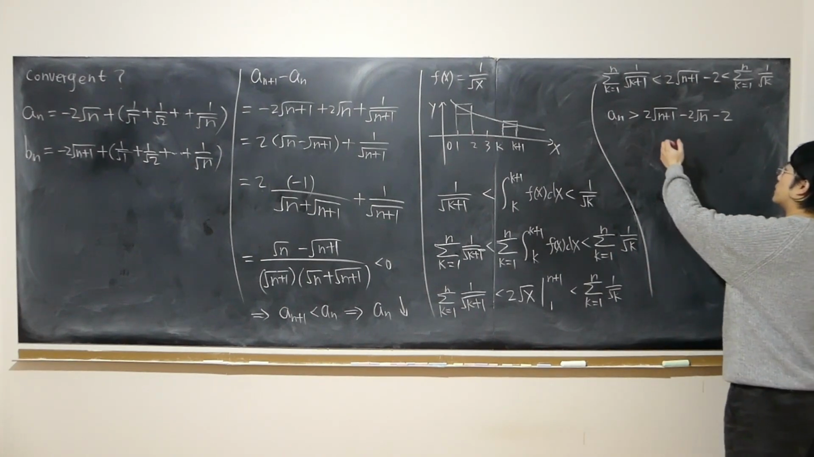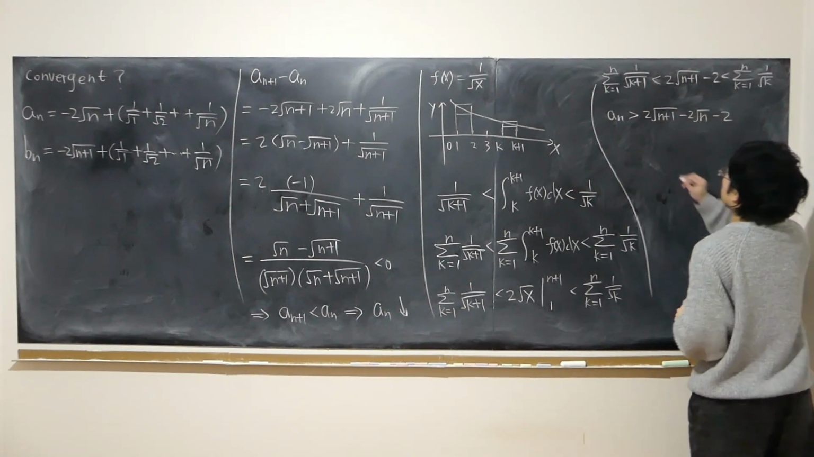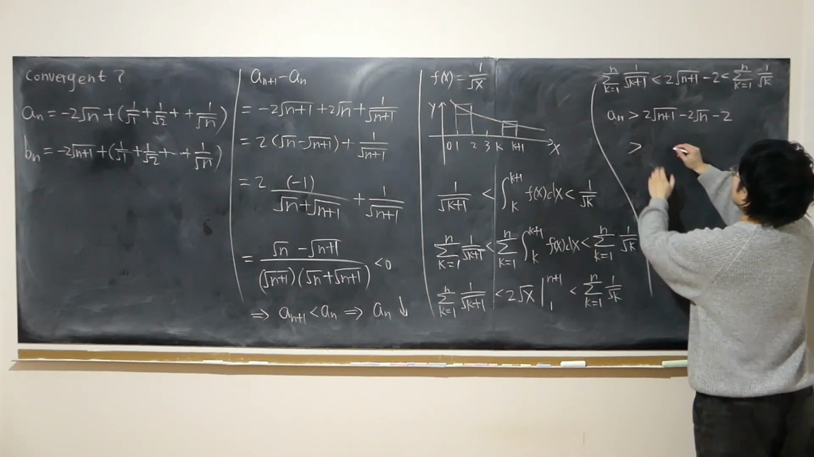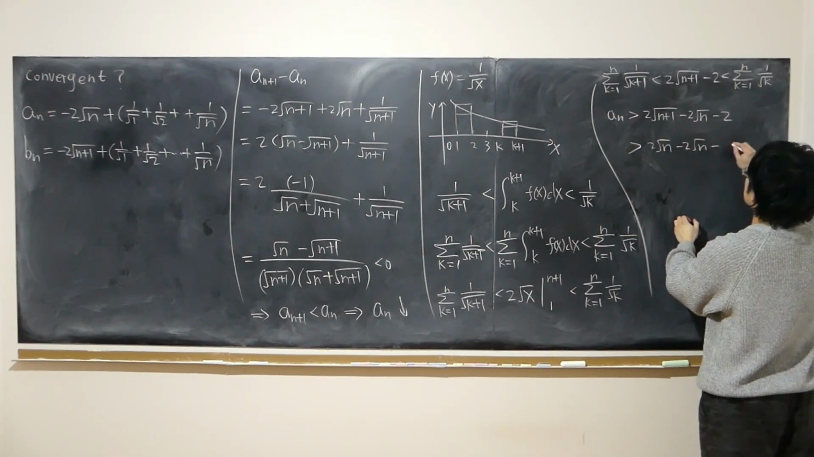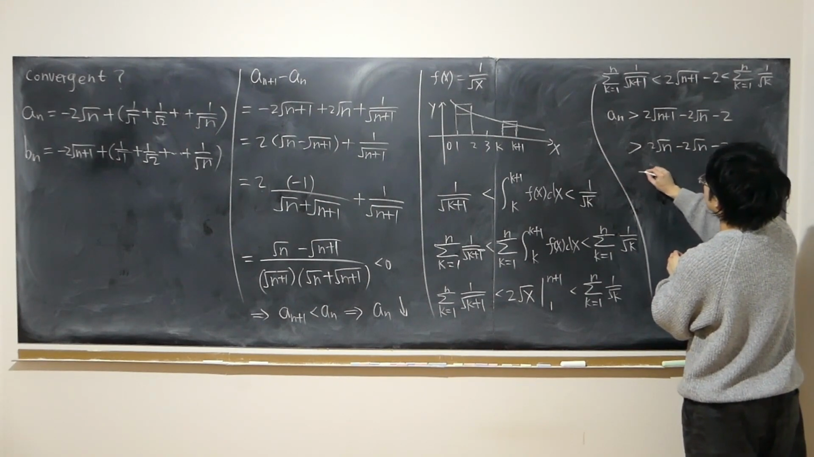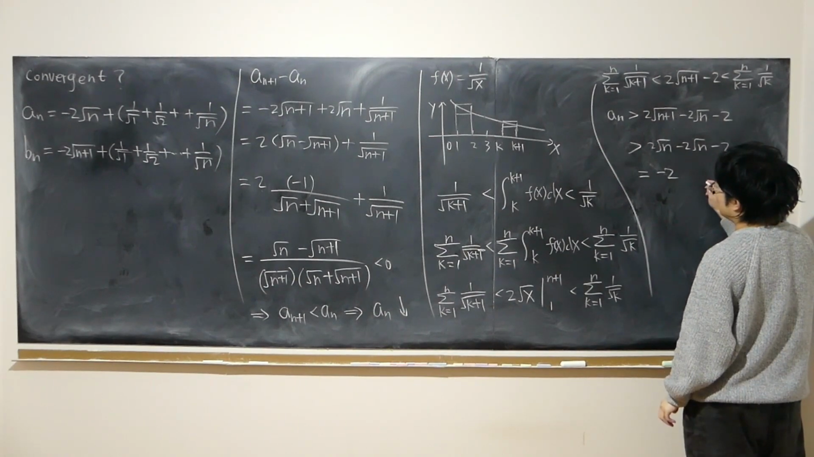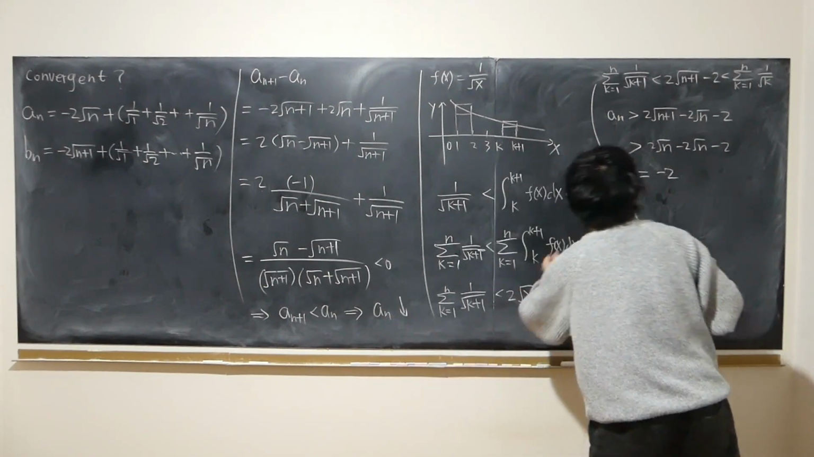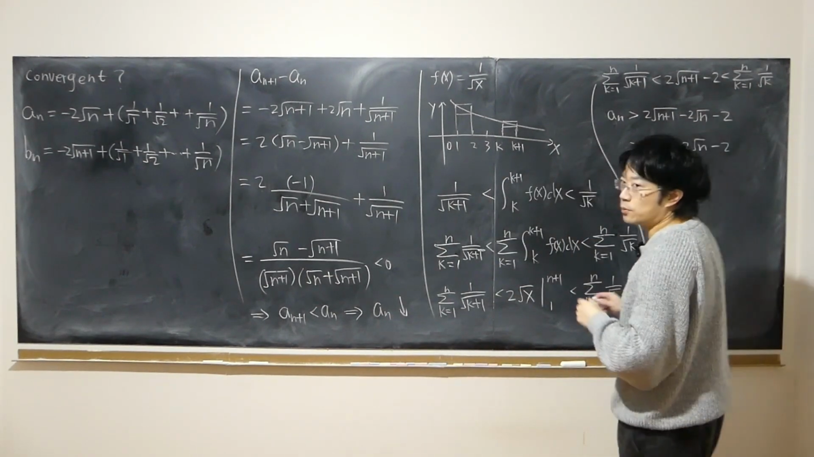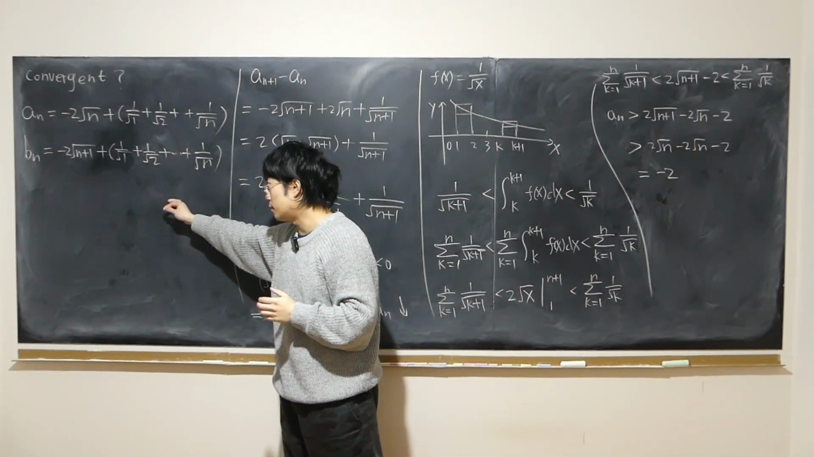So again, to further estimate an, we just estimated this part. We can simply replace n plus 1 with just n to make it smaller. So that is bigger than twice of square root of n minus twice of square root of n minus 2. And that is simply just minus 2. Which means an is really bounded below. So first of all, it's monotonically decreasing and it's bounded below, therefore an has to be convergent. For the same reason, I'm just going to skip over the details. Bn is also convergent.